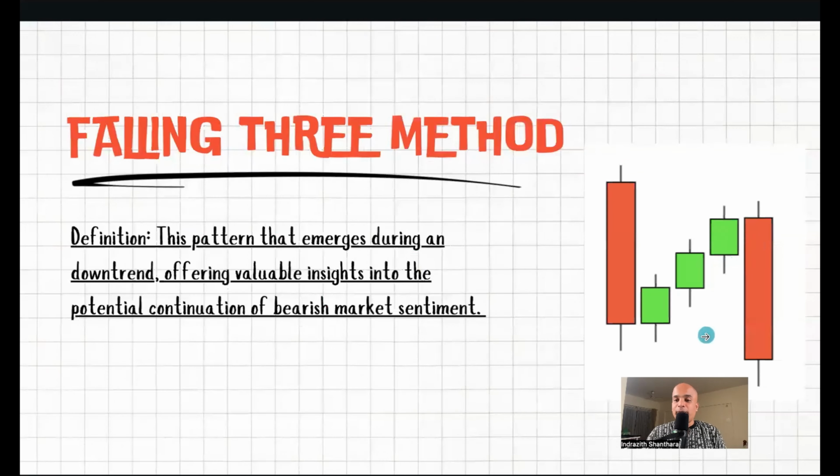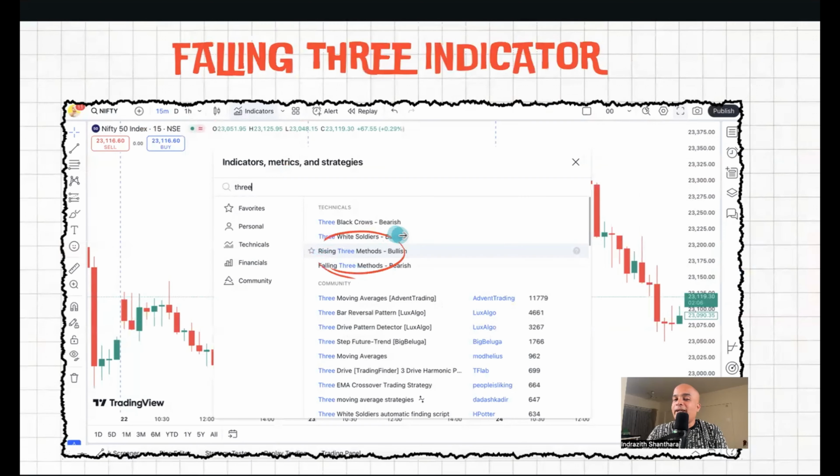Now, falling three methods. The falling three method is exactly the opposite of the rising three method. In this case, first there will be a big bearish candle, then three small green candles, and once again a big bearish candle. So these five candles together represent the falling three method. Now, once again, you can identify it using an indicator. It's called falling three methods, bearish. If you plot this indicator, it will highlight any candles which look like this.